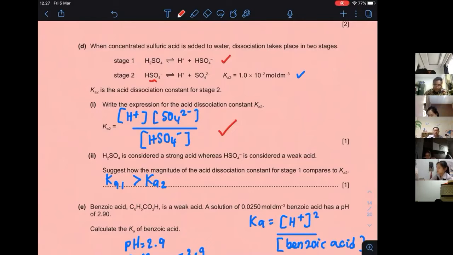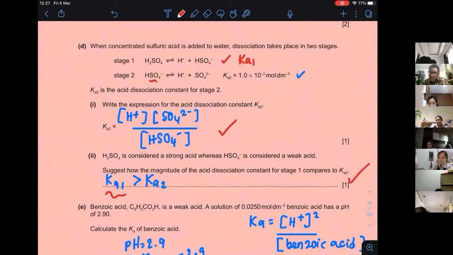So suggest the magnitude. They already give you the clue over there. The magnitude they say is strong, then Ka is going to be bigger, and for stage 2 Ka is going to be smaller. So we know that Ka1, which is this one, is going to be bigger than Ka2. That's it. I think it says suggest only, so no need to explain. If they say deduce or something like that, maybe you need to give some explanation.